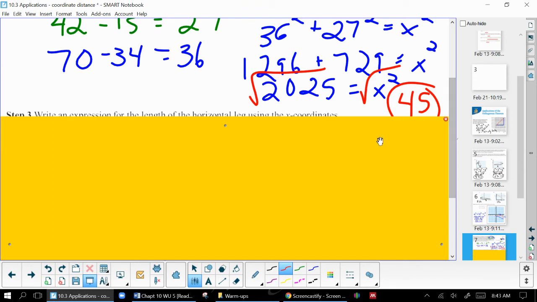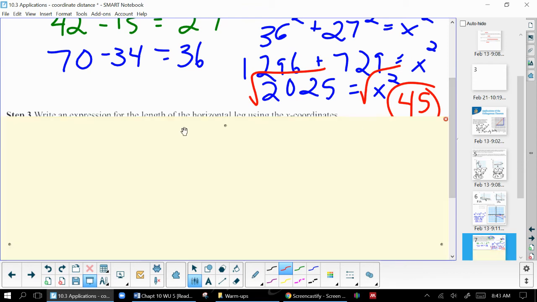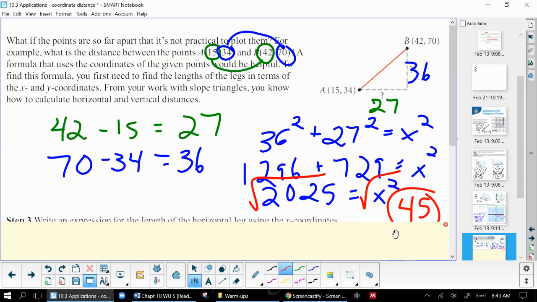Now, the last step here is, can we come up with a formula? There is a formula for the Pythagorean theorem. What we just did here is going to work every single time. We're using subtraction to find the difference in the x's, we're using subtraction to find the difference in the y's, and then we're just plugging them into the Pythagorean theorem.